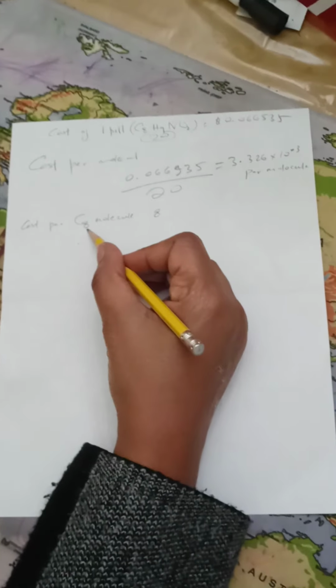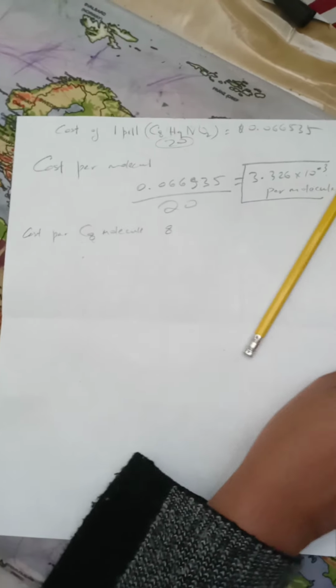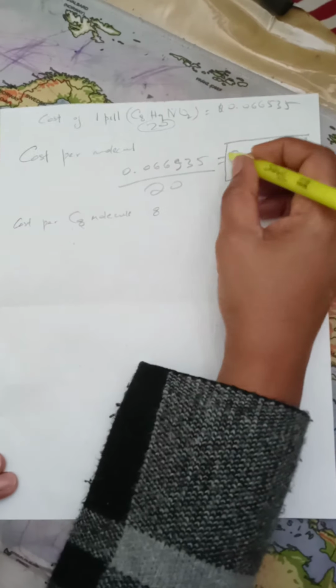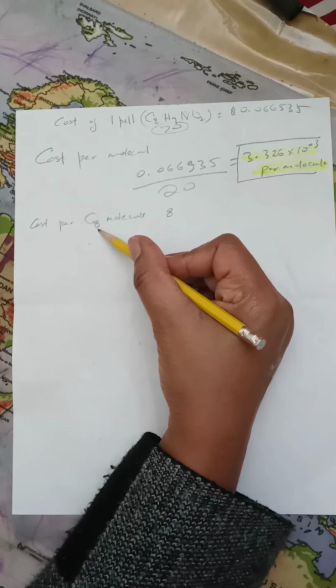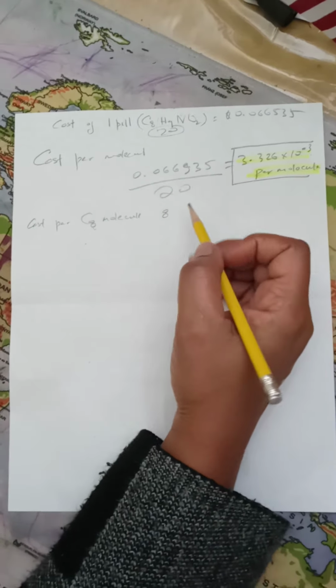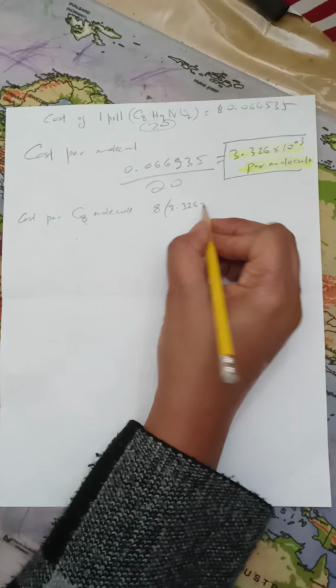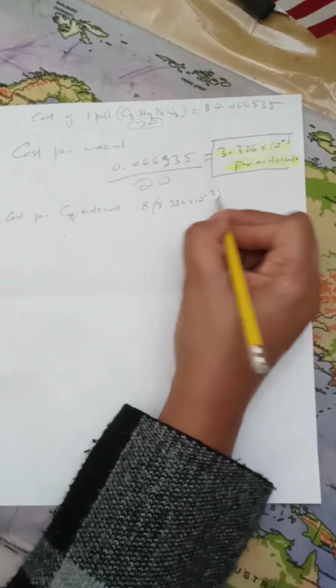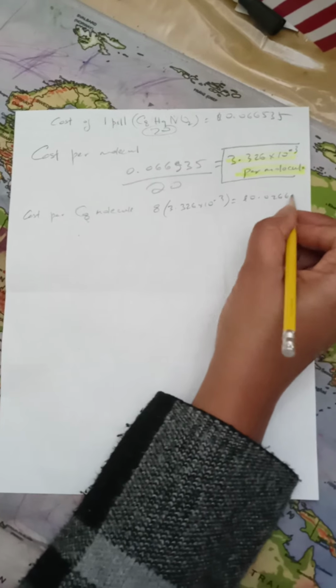Okay, now for the cost per C8 molecule, we're going to multiply by 8, because it's 8 times this. Remember, this is per molecule since we have 20 molecules. So for the 8 carbon, it's going to be 8 times 3.326 times 10 to the negative 3. We got 0.026614.